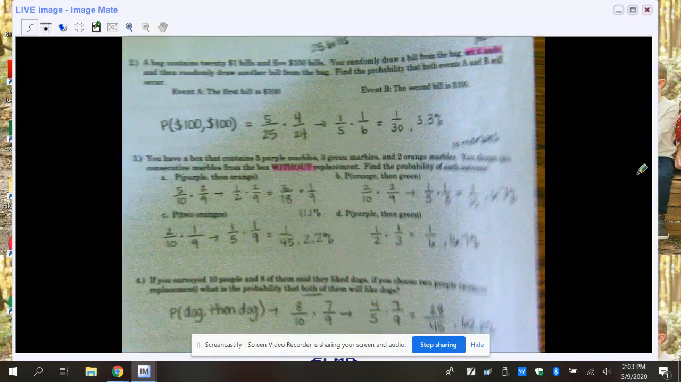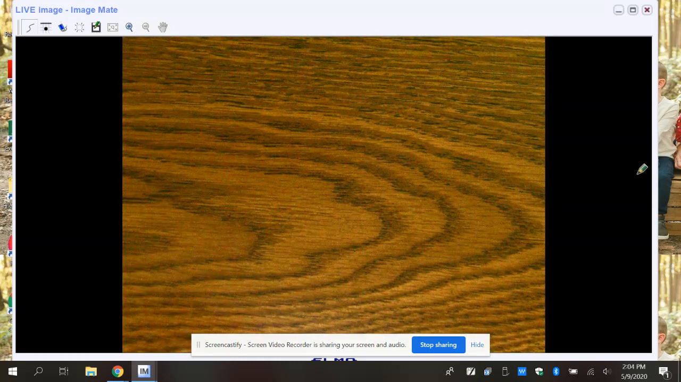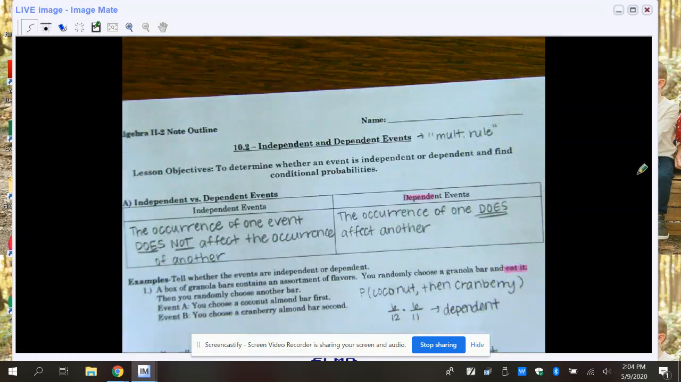All right, and so tomorrow what we will look at is when you add probabilities as opposed to multiplying them and the differences between those 2 types of occurrences.